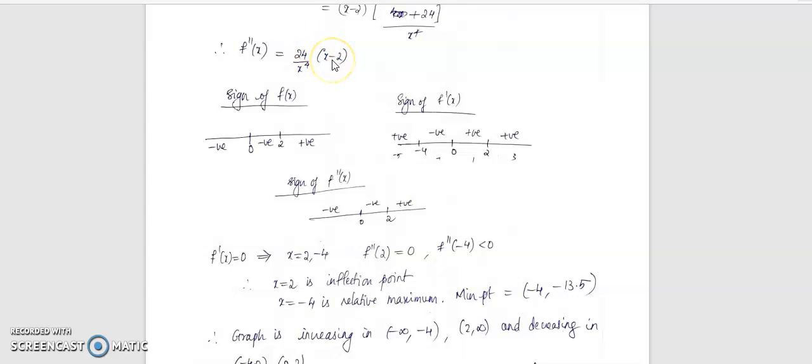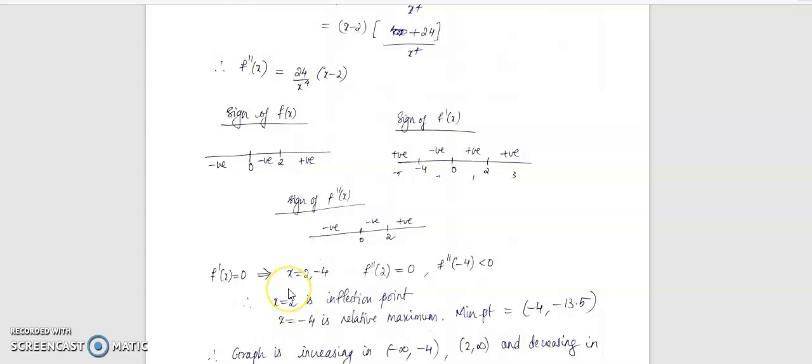And again second derivative is 0 at x equal to 2. X equal to 2 is 0 on second derivative. X equal to 2 is the inflection point. So you have inflection point at 2. And at 2 function value is 0, because x minus 2 whole cube is numerator, 0. So 2, 0 is inflection point and you have a relative maximum at minus 4, minus 13.5. And again sign change namakku kitti.